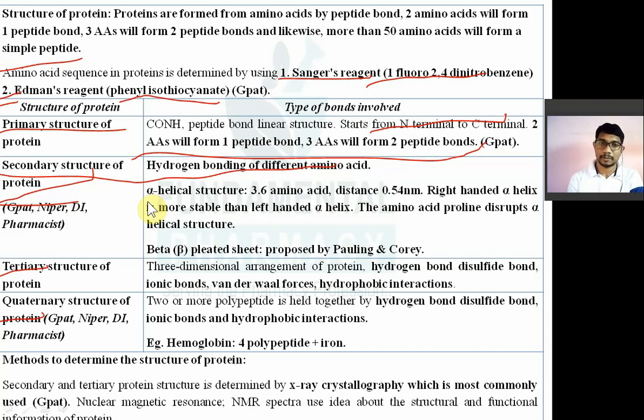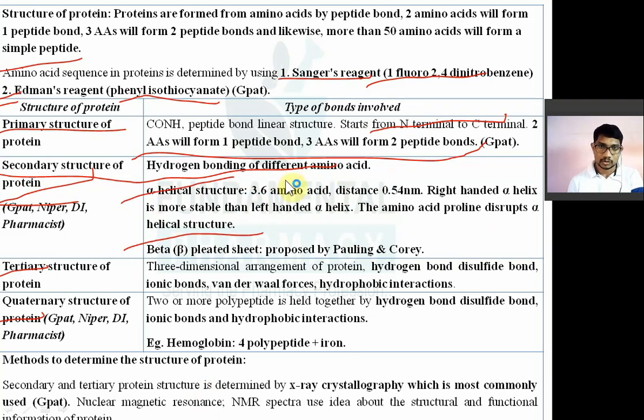Usme peptide bonds toh obviously honge, the helical structure is stabilized by that hydrogen bond. Beta pleated sheet is stabilized by hydrogen bond. Okay, yaad rakho iske upar question aa chuka. Now there are two structures depicted in the secondary structure of protein. The first one is known as alpha helical structure, second one is known as a beta pleated sheet.